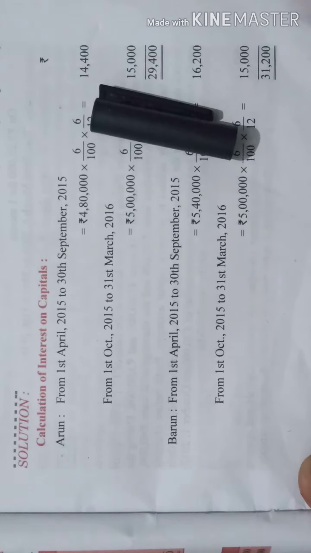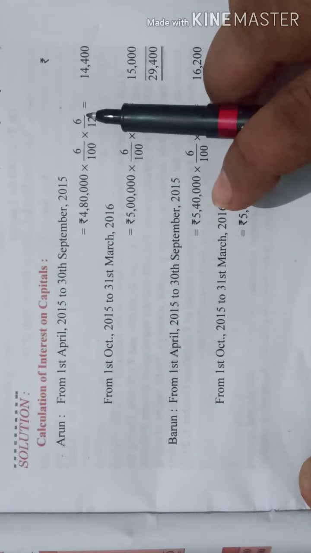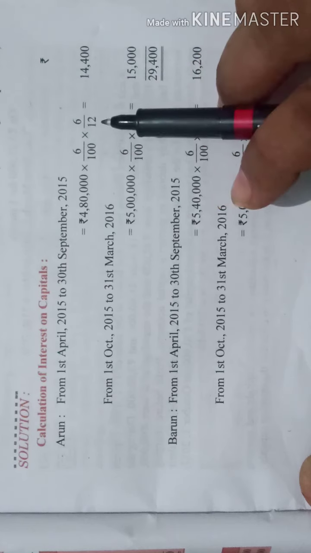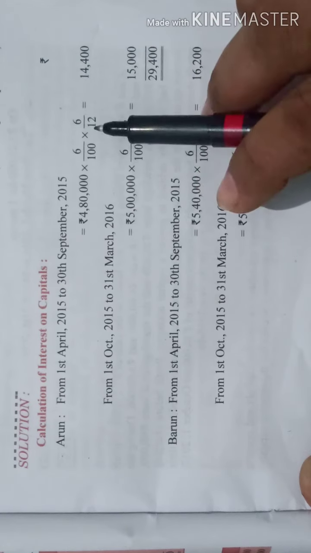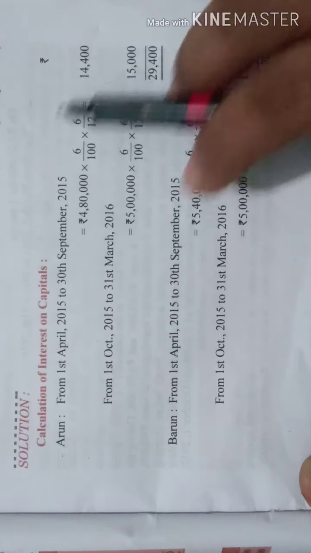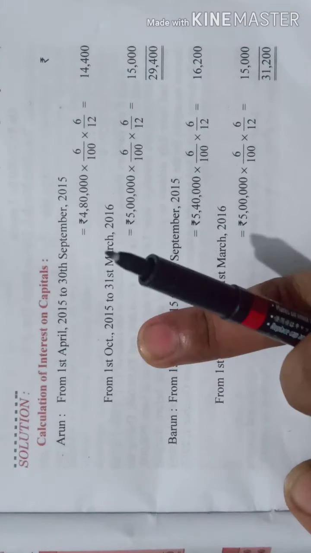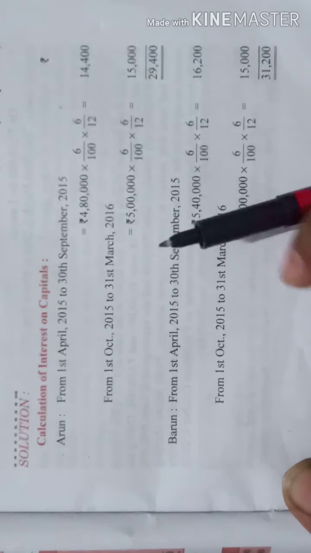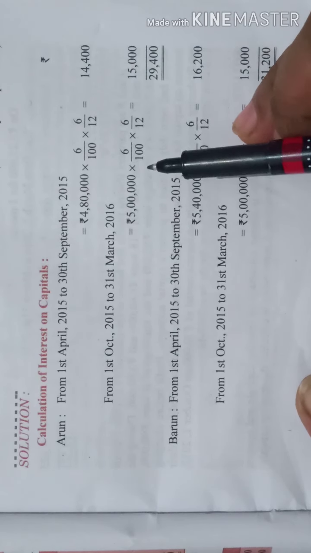We have to give 6% interest, that is 6% upon 100 for 6 months. So it will go by 6 by 12, where 6 is the months and 12 is the total months. We will calculate this. Till September the affairs are over. Now we will proceed further, from 1st October till 31st March. What was the capital? 5 lakh. They changed the capital to 5 lakh, right?